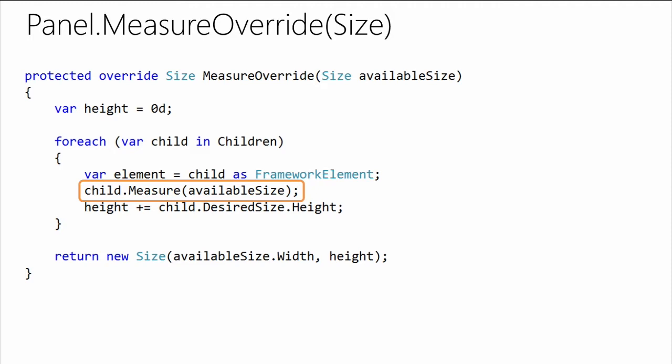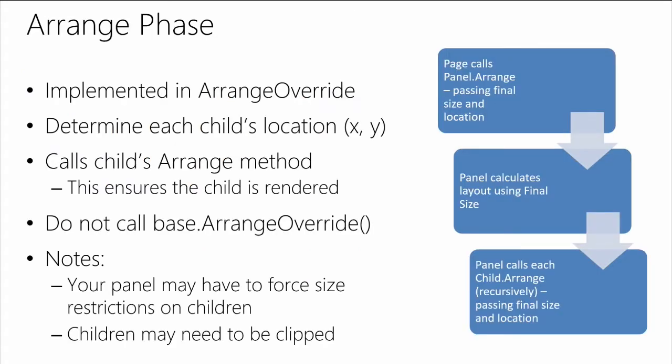Phase 2. So, the arrange phase is the next phase, and the arrange phase is when the parent is saying to the container, this is how much size you really have. And it's not really asking a question anymore. It's saying, given all of my constraints, I'm just going to let you know how much space you have now. In fact, the panel then carries forward and gives that to all the children as well.